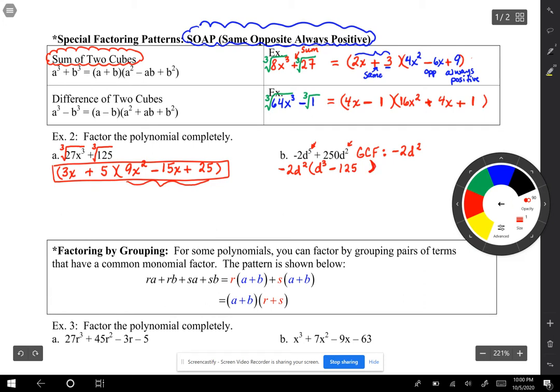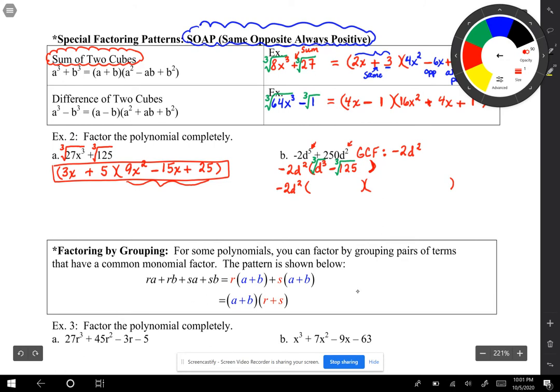And now we have to recognize the leftovers in the parentheses as a difference of cubes pattern. Right. And so let's bring down our -2d squared and then make our parentheses for the leftover stuff. There we go. I feel like I should make it bigger. So same sign, opposite, always positive. So this is going to be d. This is going to be 5, cube root of 125. This is going to be d squared, 5 times d, and 5 squared. Pretty easy if you get the hang of it.